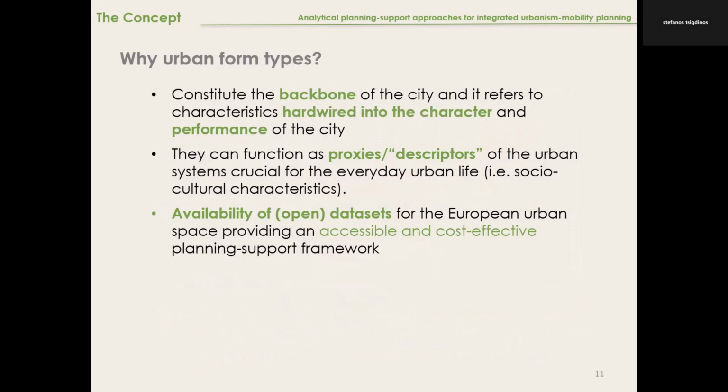But why are we going to use urban form types? Because they constitute the backbone of the city, and they refer to characteristics hardwired into the character and performance of the city, characteristics that are difficult to change through time. They also function as proxies, as descriptors of the urban system, crucial for everyday urban life. Also important, there are open data sets available for the European urban space, providing an accessible and cost-effective plan support framework by using this type of analysis.